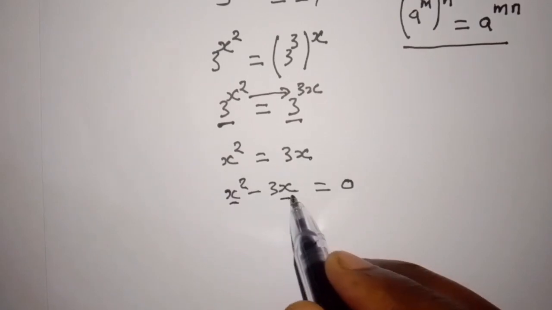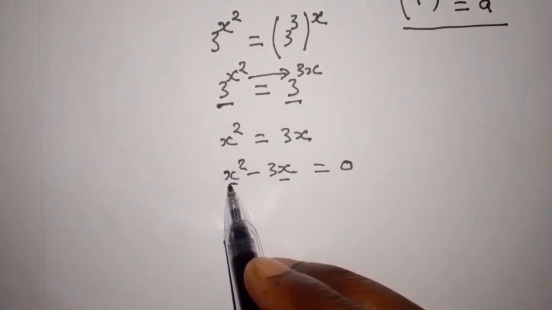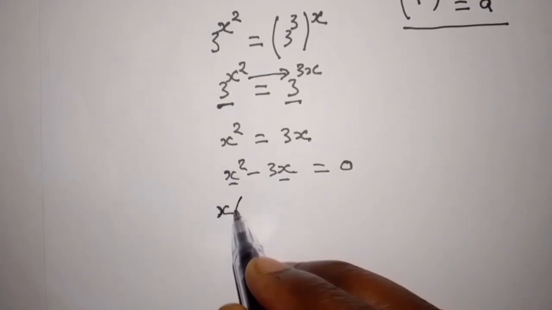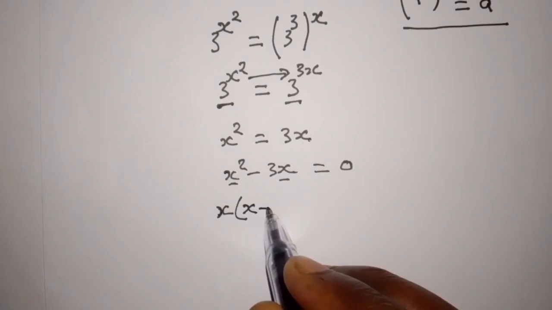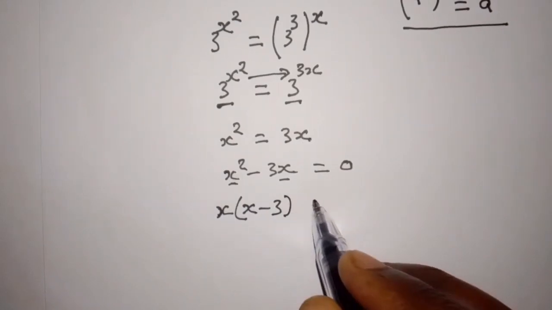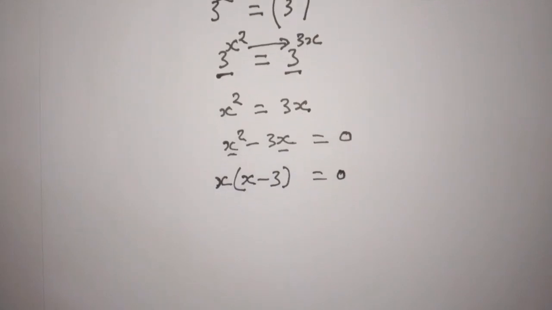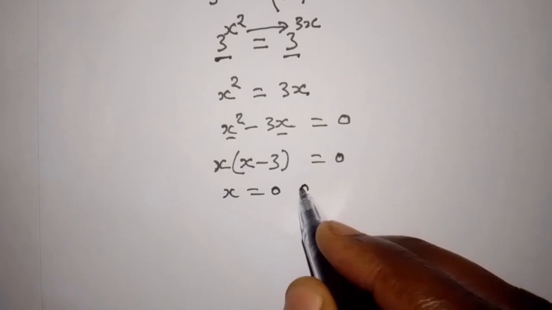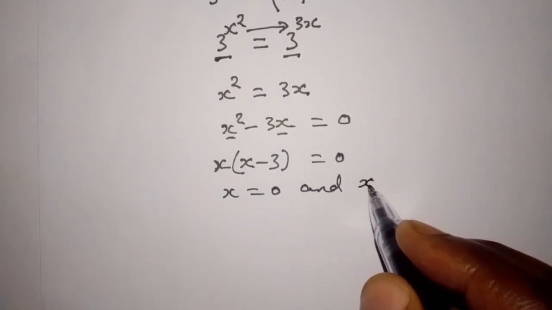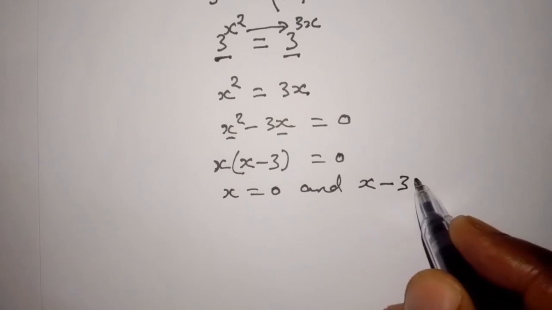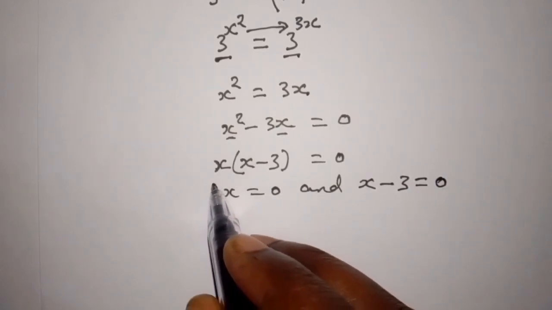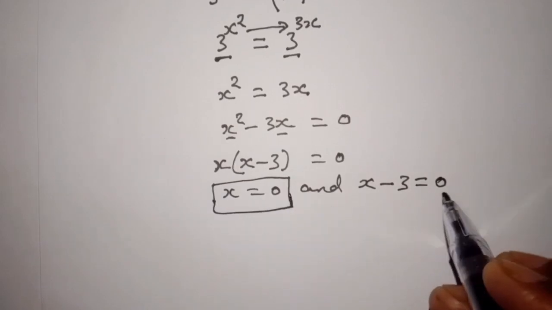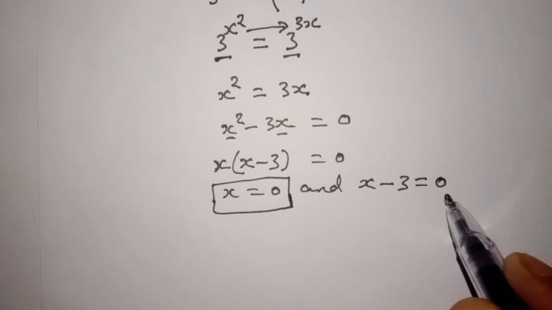x is common here. We can factor out x. x times (x minus 3) is equal to 0. x is equal to 0 and x minus 3 is equal to 0.